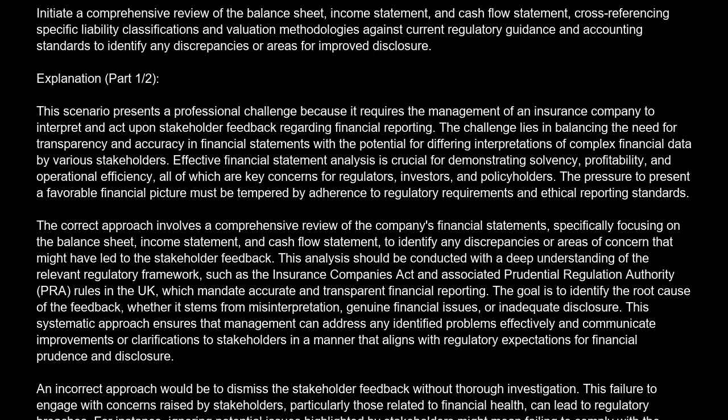The correct answer is C. Initiate a comprehensive review of the balance sheet, income statement, and cash flow statement, cross-referencing specific liability classifications and valuation methodologies against current regulatory guidance and accounting standards to identify any discrepancies or areas for improved disclosure.